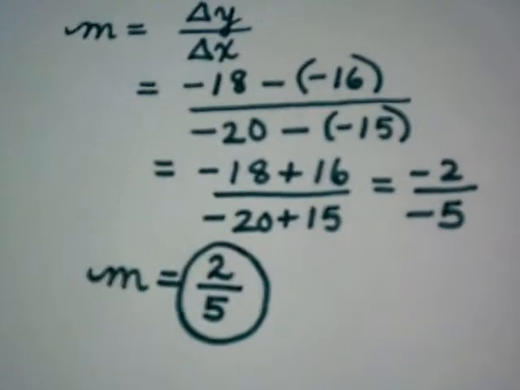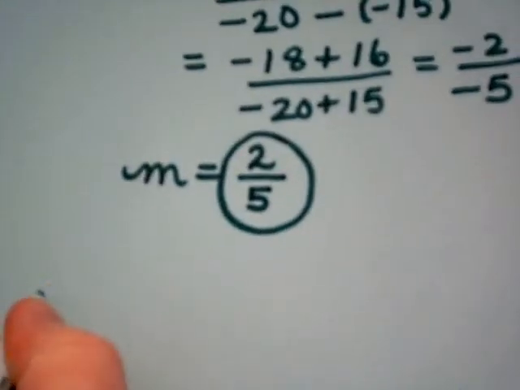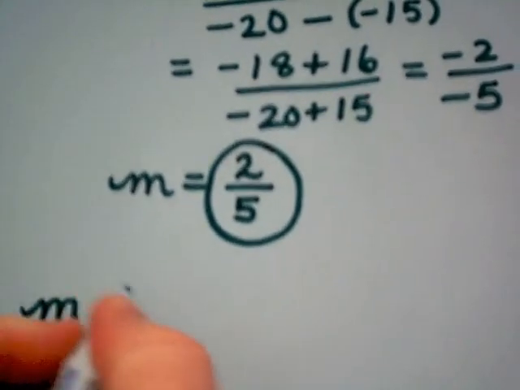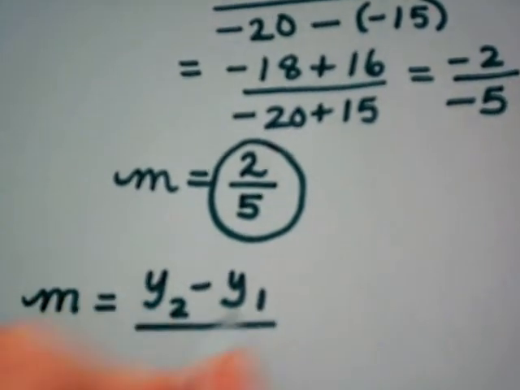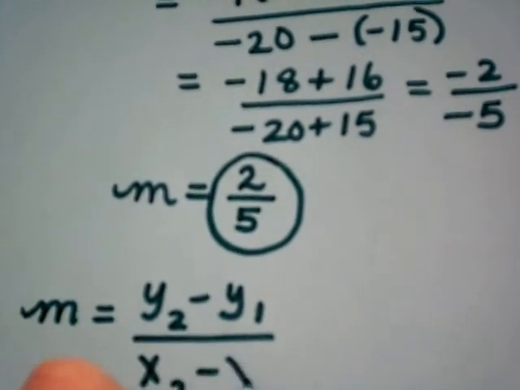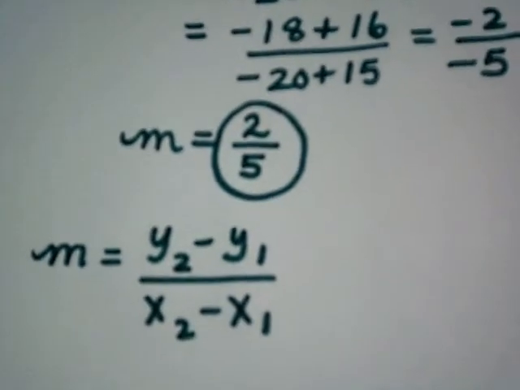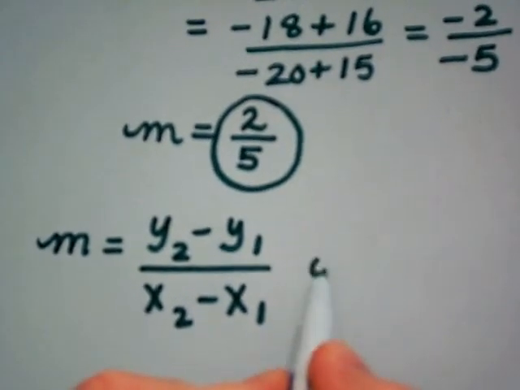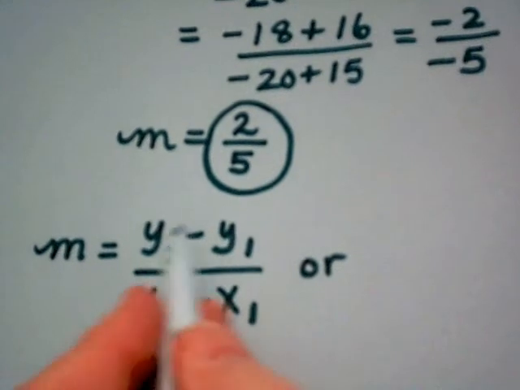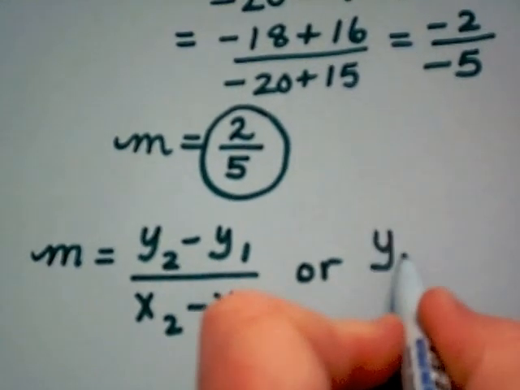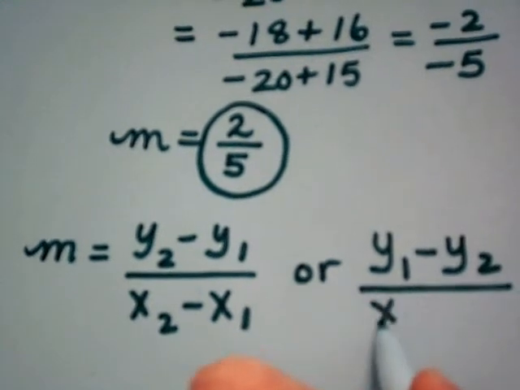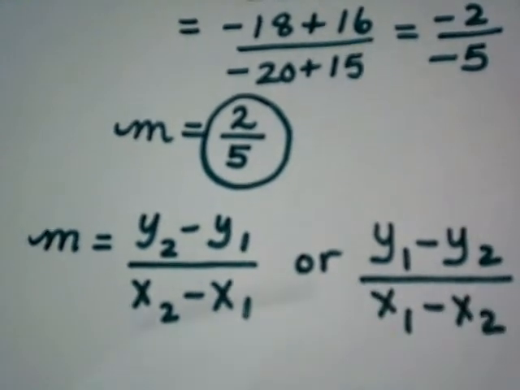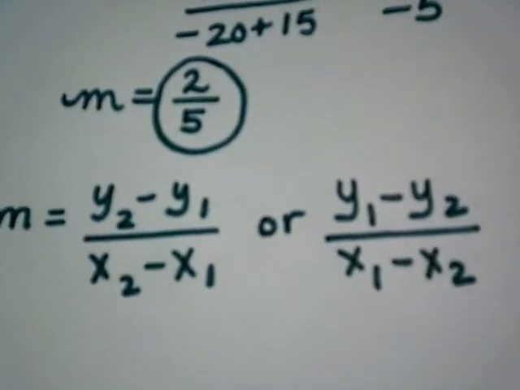Some of you in the past have seen these formulas. Slope is y sub 2 minus y sub 1 divided by x sub 2 minus x sub 1. That's perfectly acceptable. But what I want you to also know is this formula could also be written as y sub 1 minus y sub 2 over x sub 1 minus x sub 2. Same.